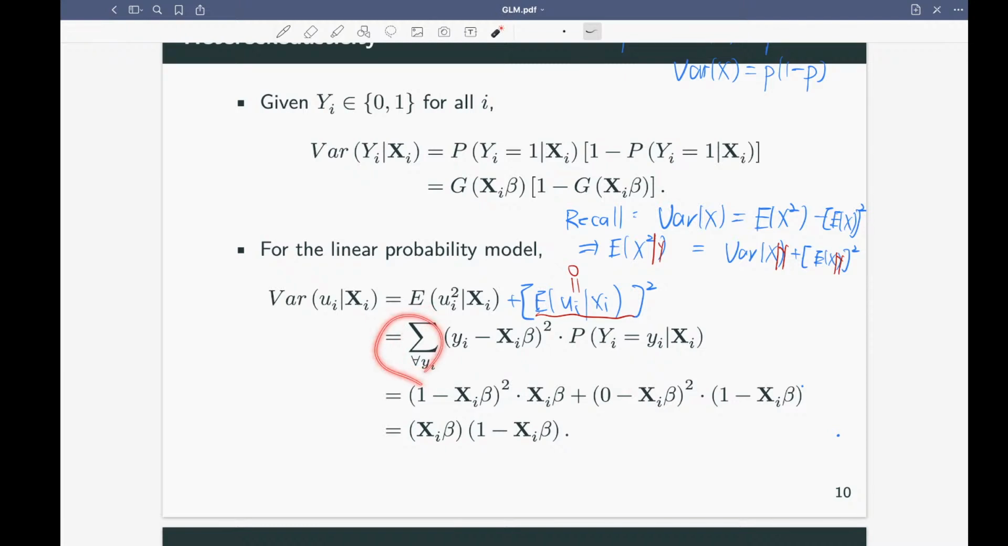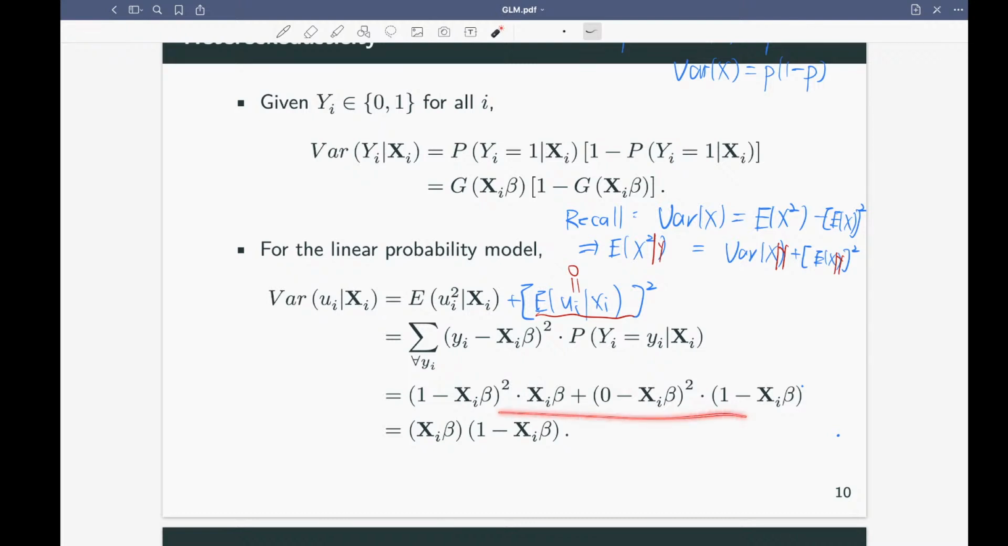Okay, so in this term, y is either 0 or 1. At first we focus on 1. Plug in (1 minus x beta) squared times x beta, and (0 minus x beta) squared times (1 minus x beta). So this is the probability of y equal to 1, and y equal to 0.